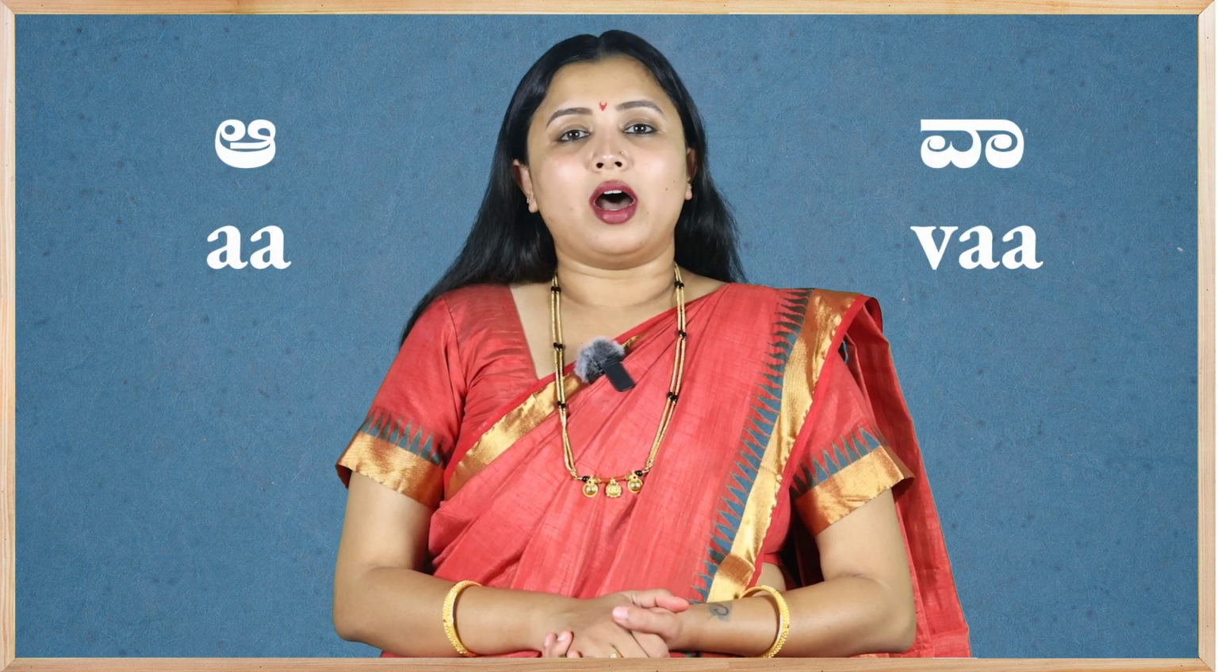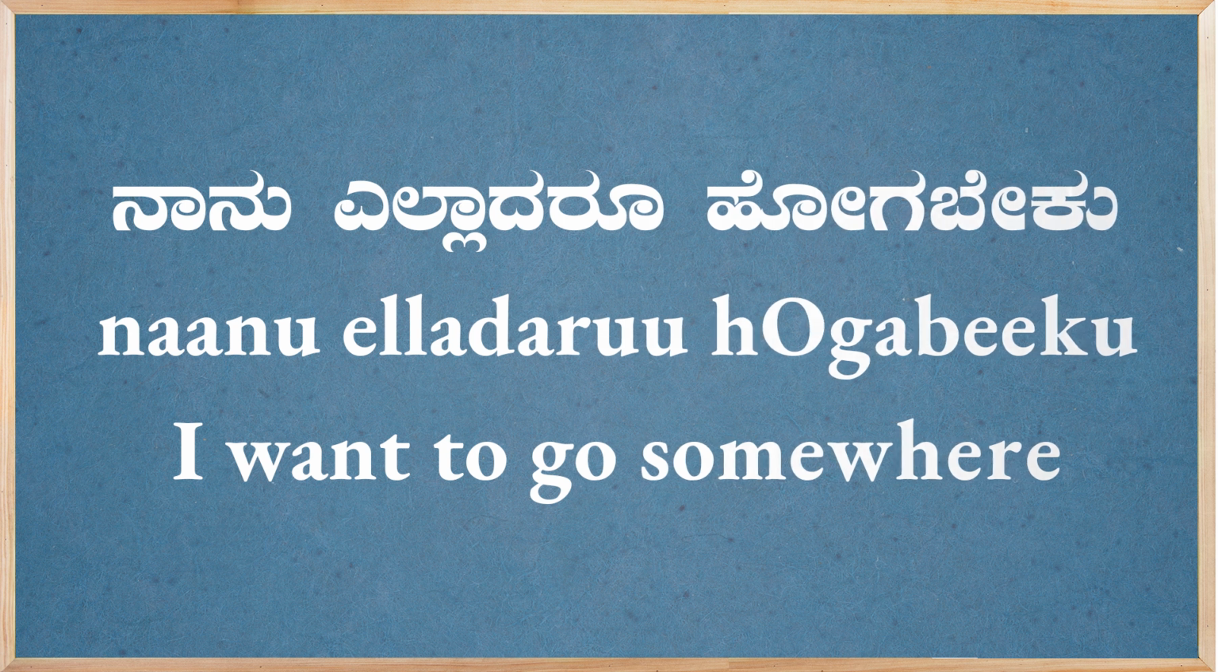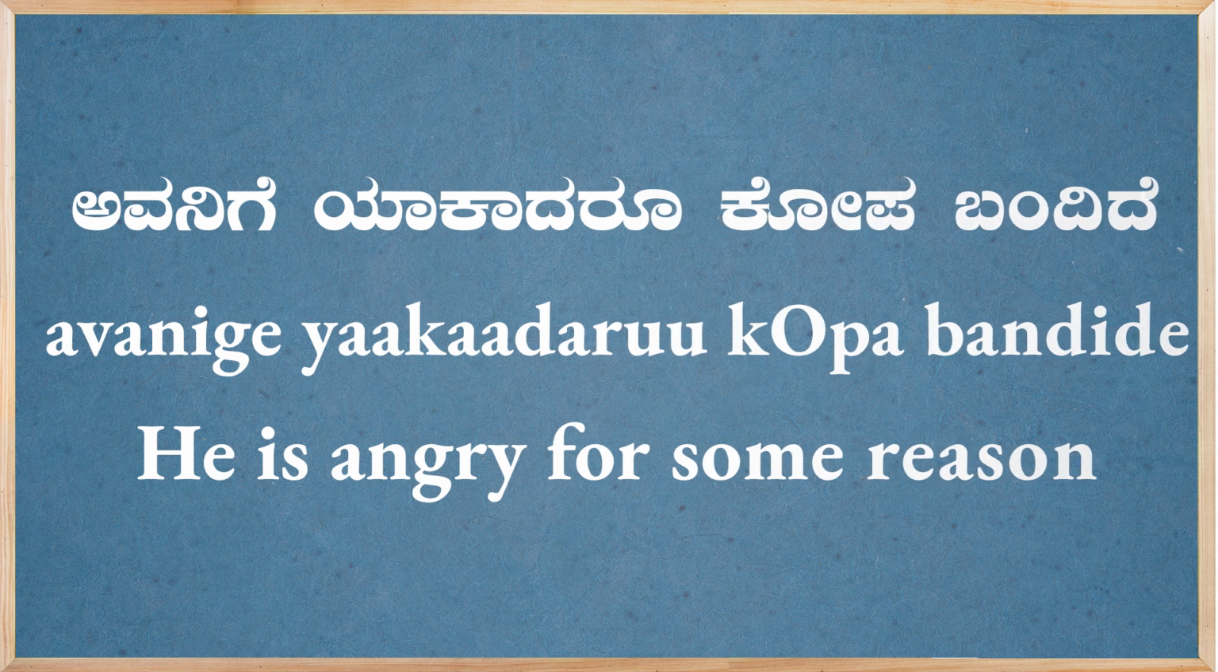Now let's look at some important notes about questions. Notice the a or va suffix is added to the word. The negative question forms using va are often used to express surprise or to confirm something. ನಾನು ಎಲ್ಲಾದರೂ ಹೋಗಬೇಕು, I want to go somewhere. ಅವನಿಗೆ ಯಾಕಾದರೂ ಕೋಪ ಬಂದಿದೆ, he is angry for some reason.